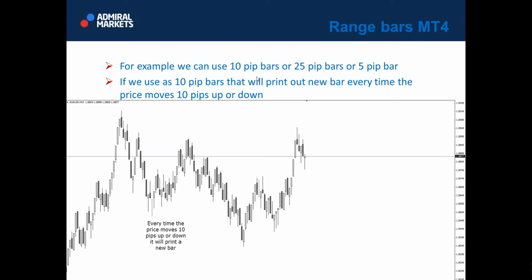So let's see this perfect example of range bars. Every time the price moves 10 pips up, if you put the settings on 10, then it will print a new bar. So each of these range bars has 10 pips in it. So 10 pips here, 10 pips here, 10 pips, 10, 10, 10. So range bars are especially suitable for scalping and for breakout trades also.